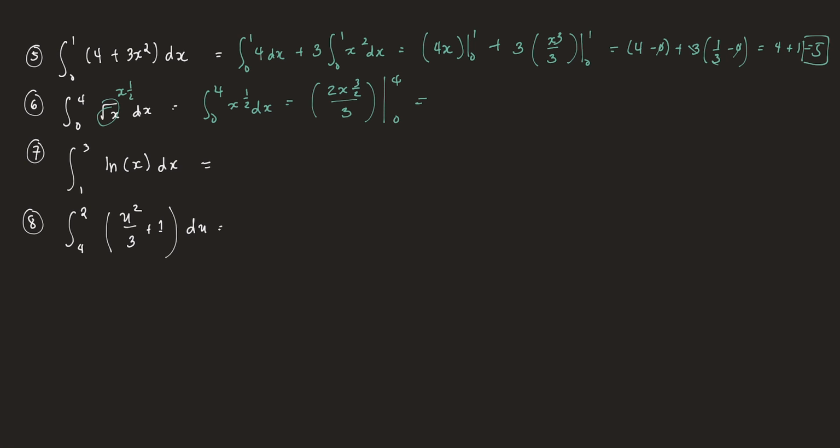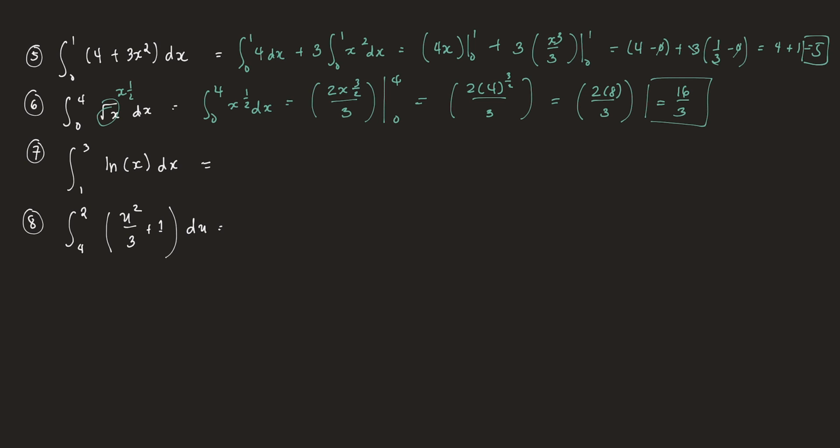Then this is equal to 2 times 4 raised to 3 over 2 all over 3. Now, if you solve for 4 raised to 3 over 2, you'll find that that's equal to 8. So that becomes 2 times 8 all over 3. So this becomes 16 all over 3. Okay, so we have that there.